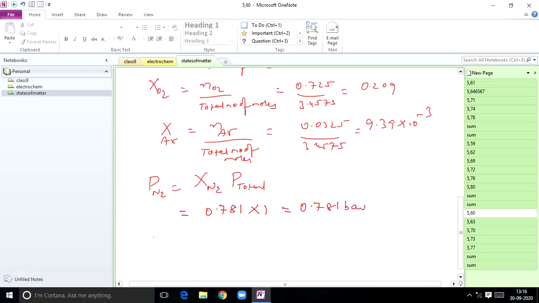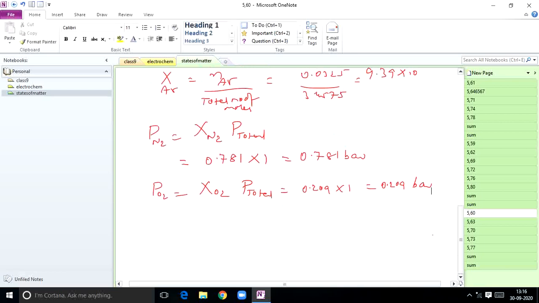At the same time, partial pressure of oxygen is equal to mole fraction of oxygen into total pressure. So what is the mole fraction of oxygen we got here? 0.209 into total pressure. So you will get 0.209 bar. Next, partial pressure of argon. Partial pressure of argon is equal to mole fraction of argon into P total. So mole fraction of argon, how much did you get? That is 9.39 into 10 power minus 3 into 1. So you will get 9.39 into 10 power minus 3 bar.